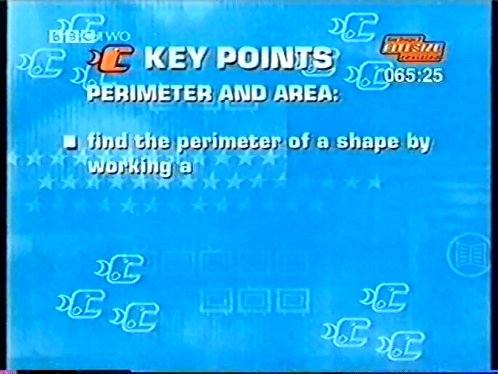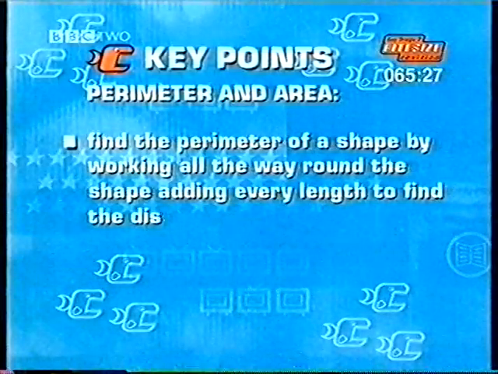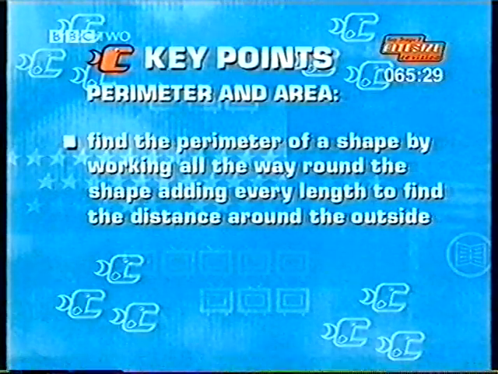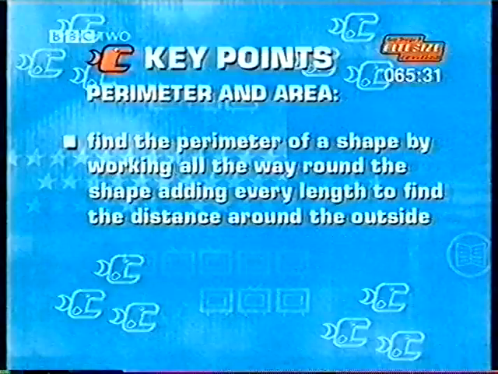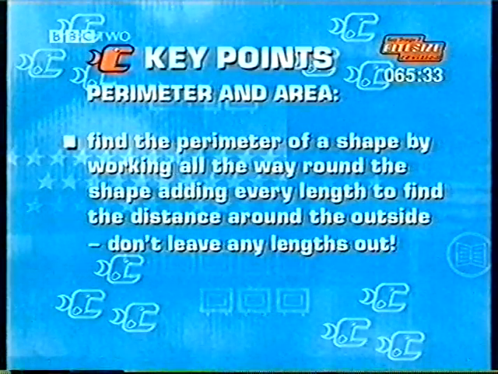Find the perimeter of a shape by working all the way around the shape, adding every length to find the distance around the outside. And don't leave any lengths out.